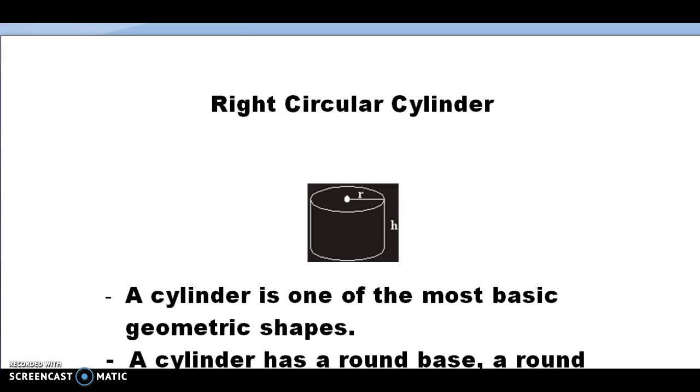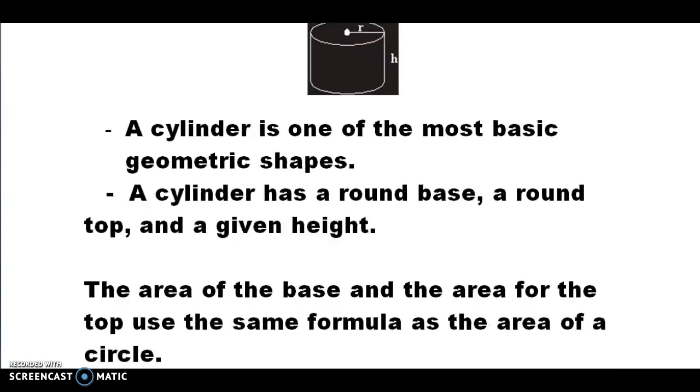Hi, this is Martha Moody again, and in this section we're going to look at some applications of algebra and using substitution. So we're going to take a look at something called a right circular cylinder. It looks to me like it's a can, like a can of vegetables. It's one of the most basic geometric shapes, and it has a height, and it has a round top and a round bottom.